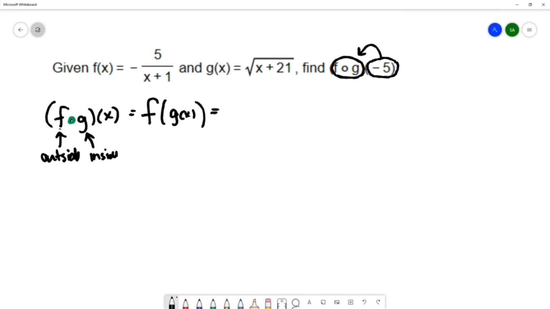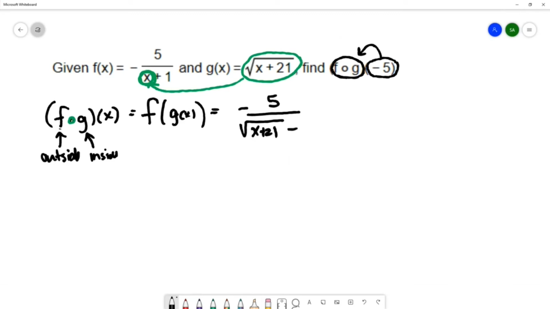So to do that, I'm going to take this function g of x, and it's going to get substituted into f of x, and it gets substituted in for this x and any x that might be in the equation of f. So that would give us the equation negative 5 over square root of x plus 21 plus 1. So this is the function f composed with g, negative 5 over square root of x plus 21 plus 1.